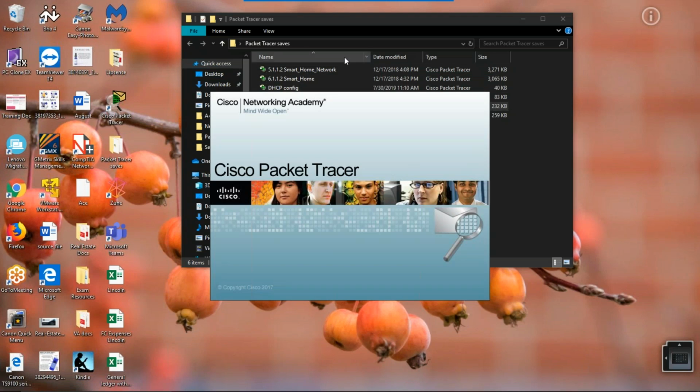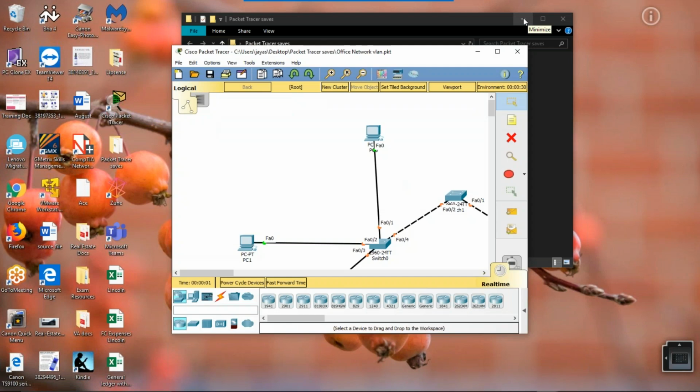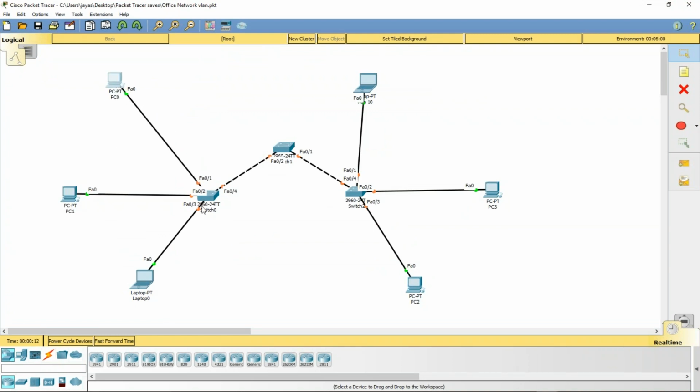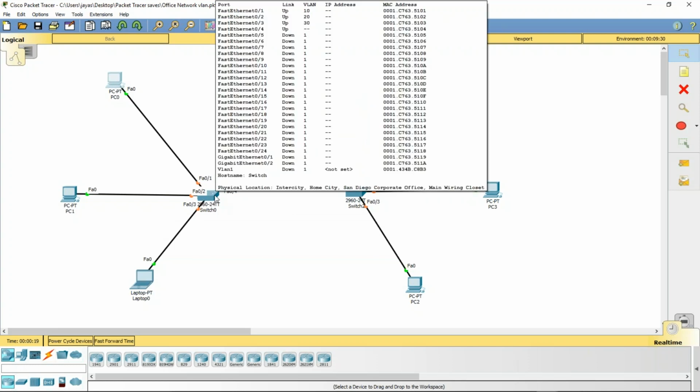VLANs. Hopefully I can get the thing to pop up. Okay. So here we just have 3 switches, and then we have 3 devices connected to 2 of the switches, right? When I hover over the switch, if you can see that, I don't know if you can, but if you look at the top in the 3rd column, you see VLANs, right? I have 3 different VLANs.